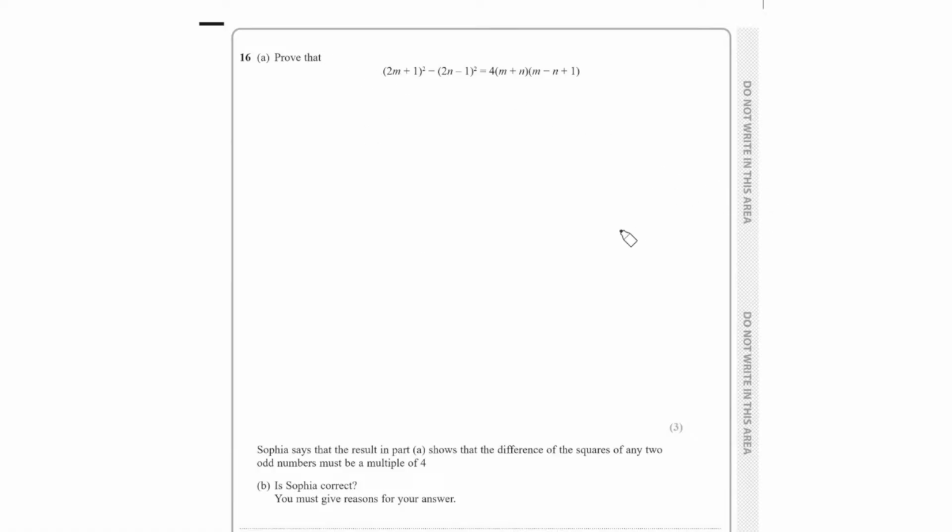Okay, question 16, we've got algebraic proofs. So they said prove that the left-hand side, you know how they call it LHS, left-hand side, is the same thing or is equal to or can be written as the right-hand side. So they've given us a starting point.